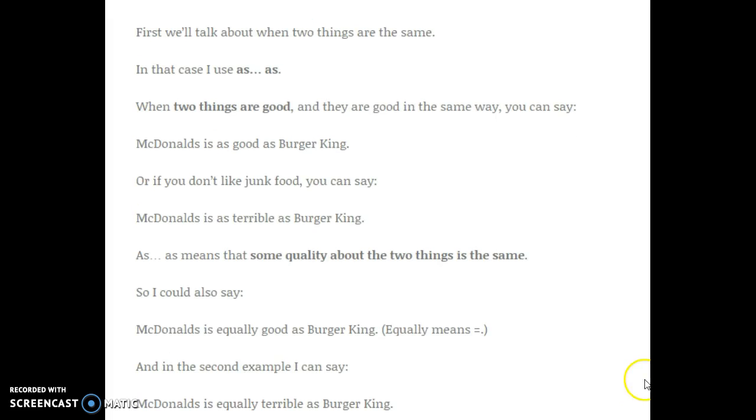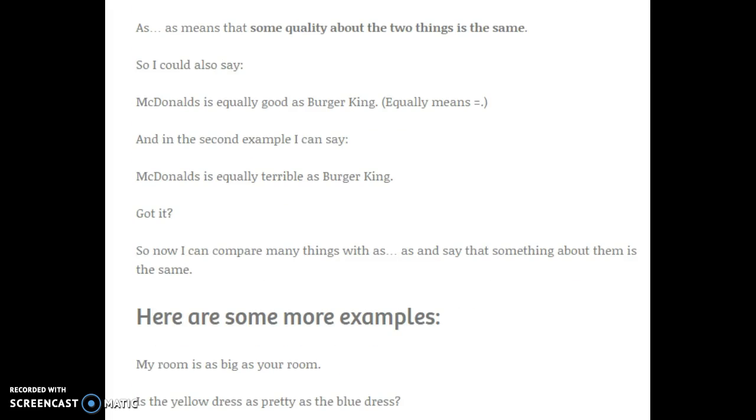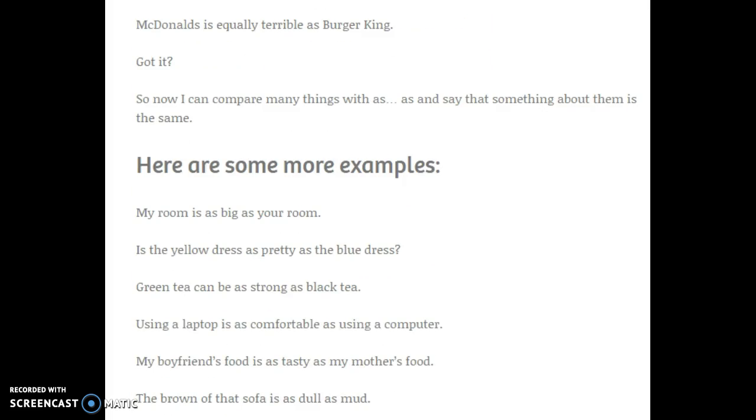So I could also say McDonald's is equally good as Burger King. Equally means the same. And in the second example I can say McDonald's is equally terrible as Burger King. Got it? So now I can compare many things with as and say that something about them is the same. Here are some more examples.